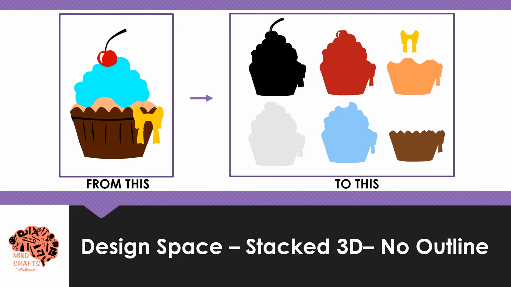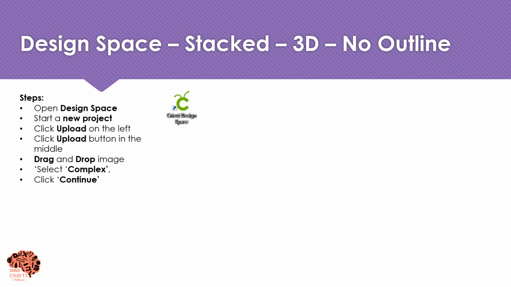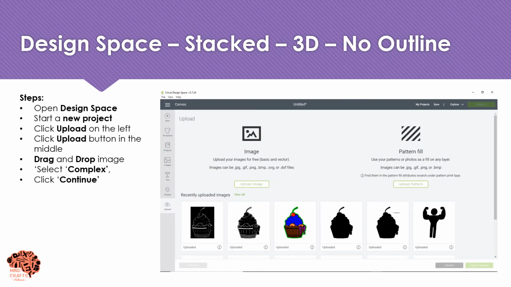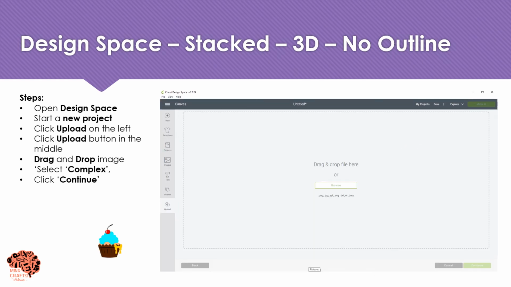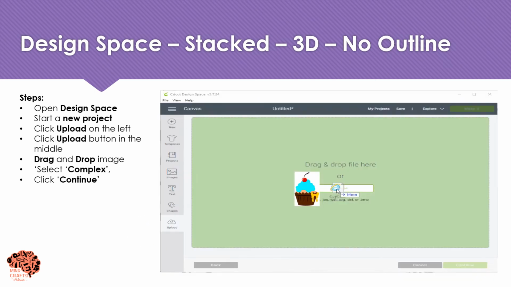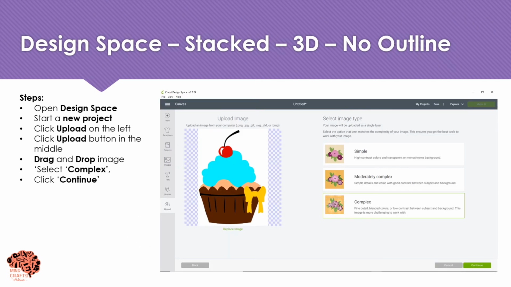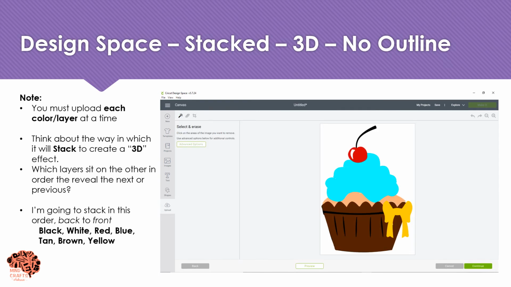Now we're going to go from design space and we're going to create a stacked 3D image with this no outline image. Again, we do the same. We open design space. We're going to upload our file by dragging and dropping. And then I'm going to go ahead and select it's a complex image and click on continue.